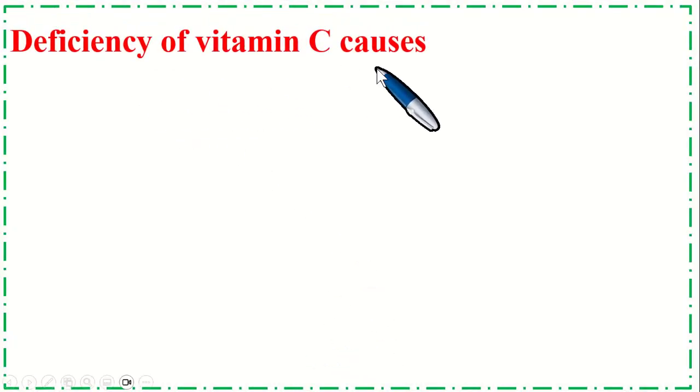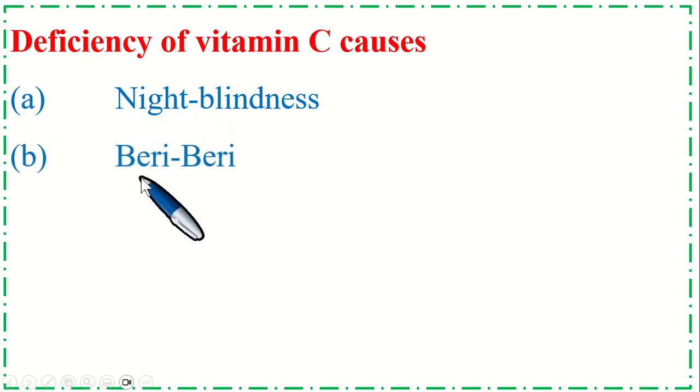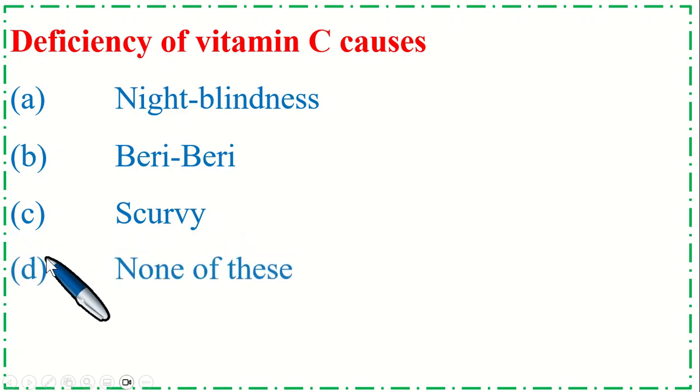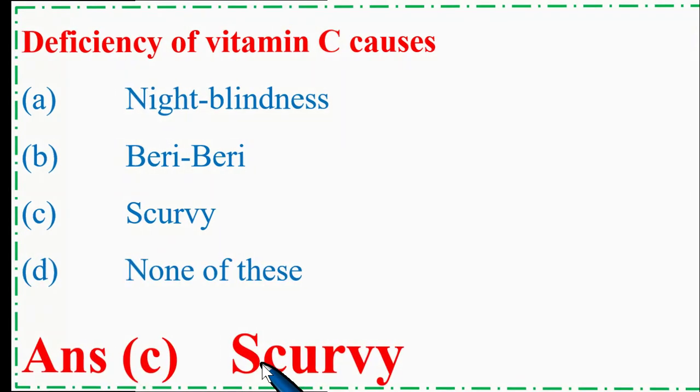Deficiency of vitamin C causes option A, night blindness. B, beriberi. Option C, scurvy. And option D, none of these. So the correct option is C, scurvy.